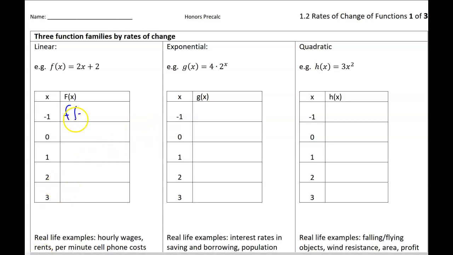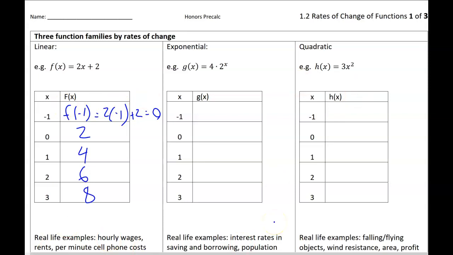So f of negative 1 would be 2 times negative 1 plus 2, which would be 0. So that's all we're doing here, is plugging in each x value. My next one, when I plug in 0, I'd get 2. My next one, when I plug in 1, I would get 4. And then when I plug in 2, I would get 6, and then 8. So that's my linear function. So this is the one that's probably the most familiar to you.